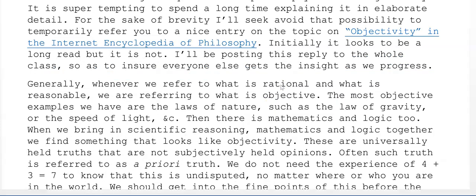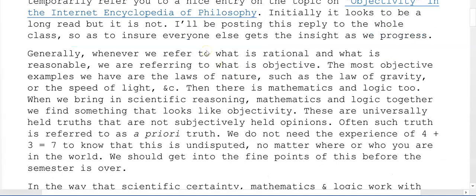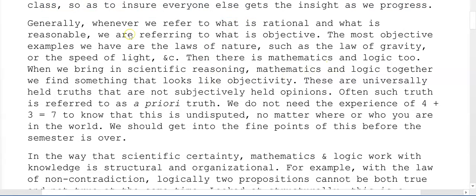I'll be posting this reply to the whole class so as to ensure everyone else gets the insight as we progress. Generally, whenever we refer to what is rational and what is reasonable, we are referring to what is objective. The most objective examples we have are the laws of nature, such as the law of gravity or the speed of light. Then there is mathematics and logic too. When we bring scientific reasoning, mathematics and logic together, we find something that looks like objectivity. These are universally held truths that are not subjectively held opinions, okay?